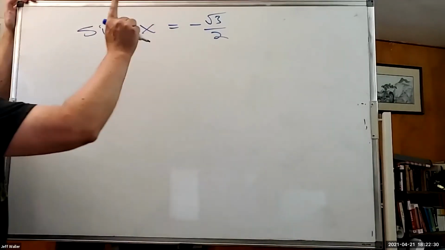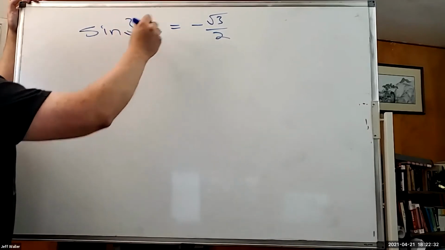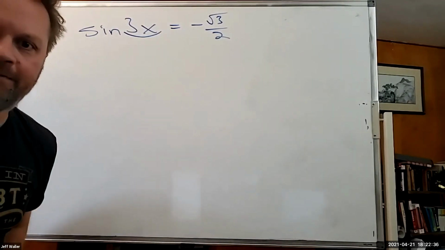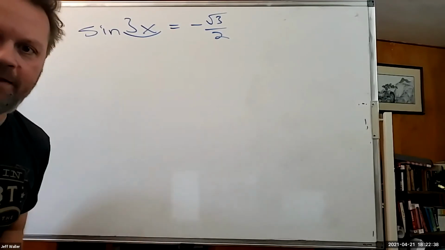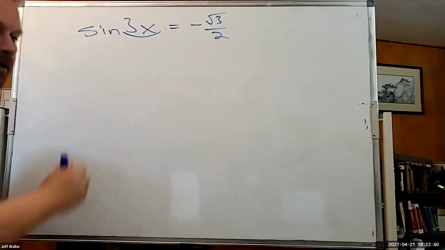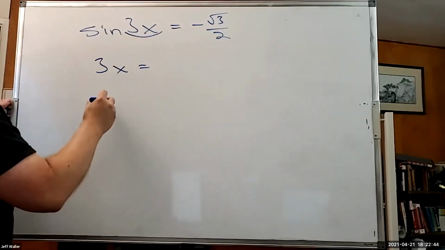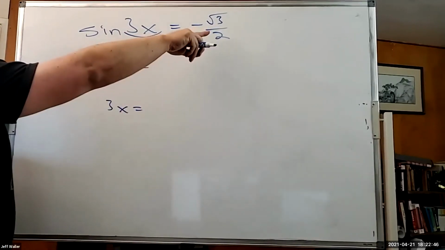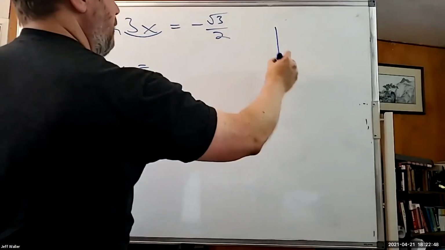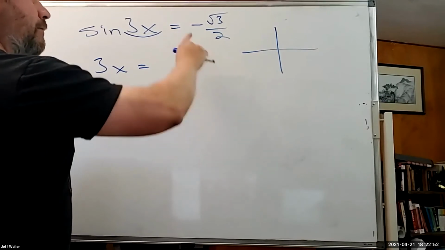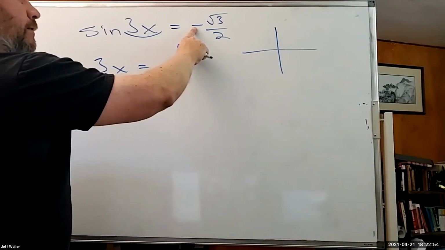So the first step on this problem is to treat 3x as an angle. It's the angle 3x, just like theta, just like x. So therefore, this is easy to begin with. What's 3x equal to then? What are the two possibilities? Pi over 3. Oh, negative. The other one.